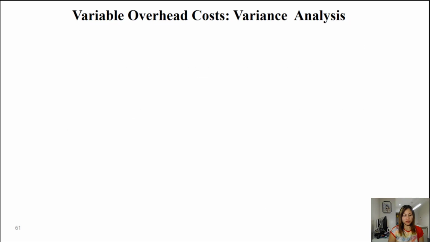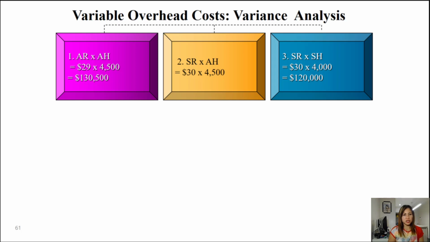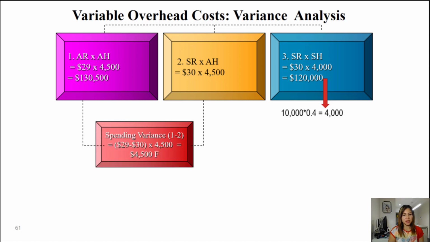To calculate the variance for variable overhead costs, we need to make sure that the standard hours for the flexible budget is based on your standard 0.4 times the actual quantity of production. Same as the direct cost variance analysis, for spending variance you compare the actual rate and the standard rate. Actual rate is $29, standard rate is $30. So $1 difference times 4,500 actual hours spent in production.